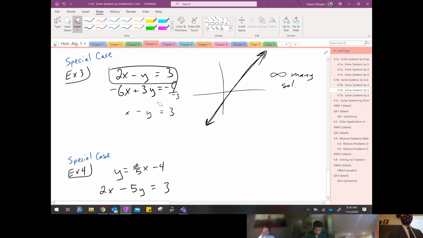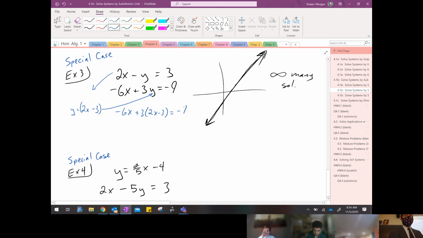Okay. Well, instead of getting a contradiction like we did in the very first example today, watch what we get. Here, I'll just get y by itself in the first equation. Can y'all run this with me here? Y by itself in the first equation, we're going to get y equals 2x minus 3. That's an expression for y that I'm going to plug into the second equation. Negative 6x plus 3 times the quantity 2x minus 3 equals negative 9. Distribute.